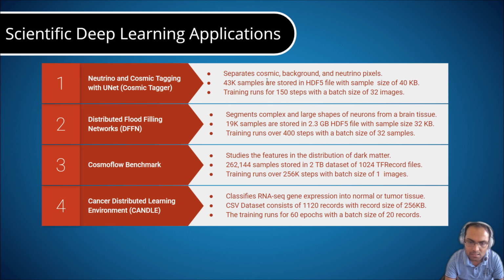Next, we have the Cancer Distributed Learning Environment project, also known as CANDLE. The application classifies RNA sequence gene to detect normal or tumor tissue in the image. It has 700 datasets of 1120 records, with each record size of 256 kilobytes. The dataset is stored and read using CSV format. The deep learning model trains using the entire dataset over 60 epochs with a batch size of 20 records.